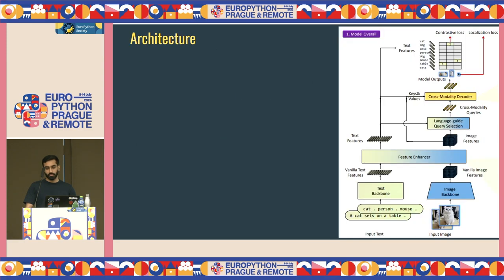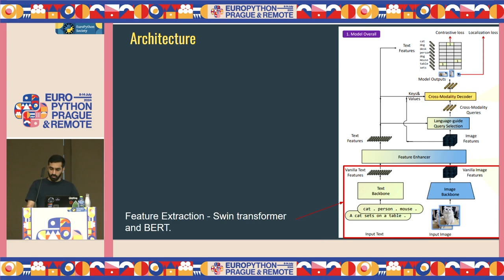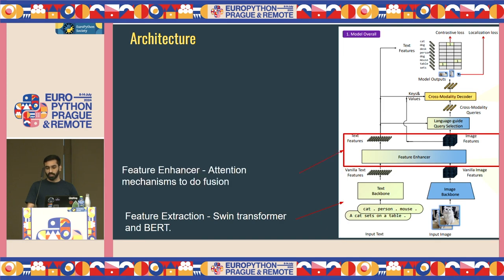Now let's see how this model works. This is the whole architecture. Initially we are going to use a Swin Transformer and BERT as the image backbone and text backbone, which will convert into image and text features. Now these features are then passed to the feature enhancer. The feature enhancer uses an attention mechanism in order to fuse the features from image and text.